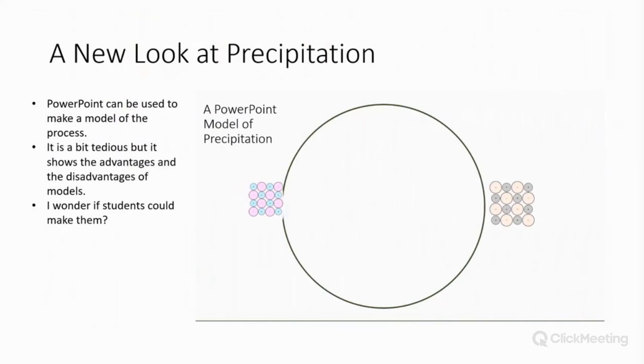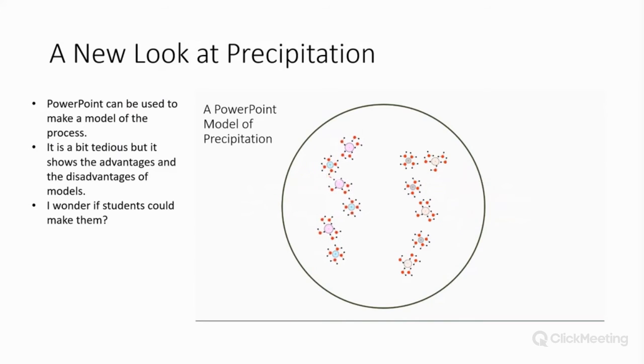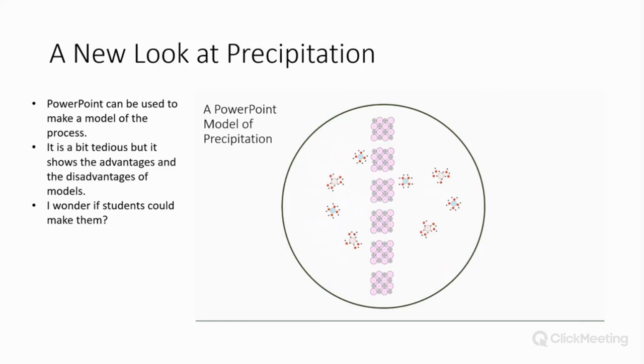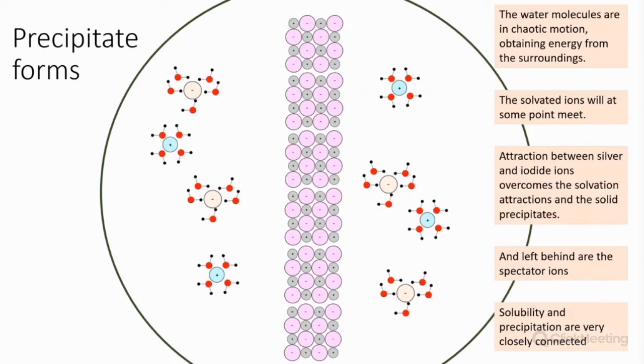Now, we could do a little simple modeling here, and this is done with PowerPoint. So in go the crystals, they dissolve and solvate, and then they diffuse through and form the precipitate. And you can see there where those pesky spectator ions come, which we're supposed to learn about now. So there we have a new look at precipitation, and there you see the final PowerPoint slide.